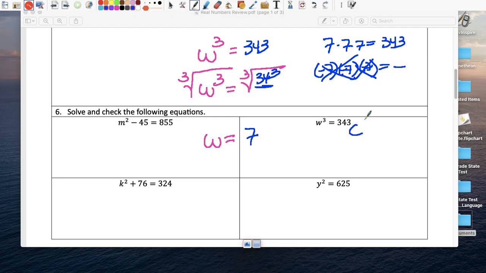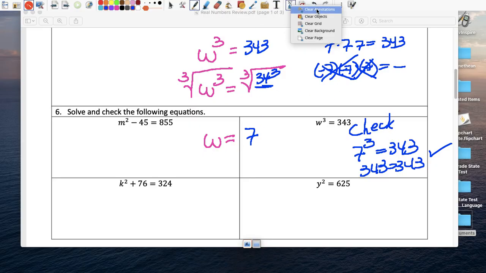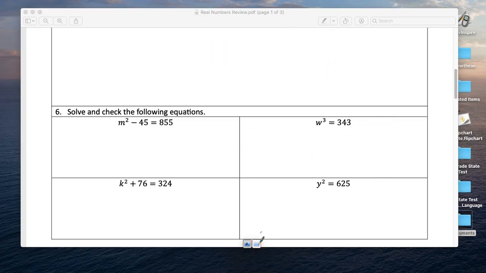Do a check. Let's plug it in. 7 to the third power is 343. Is 7 times 7 times 7 343? Yes, it is. And our check is good. So you're good here as well.